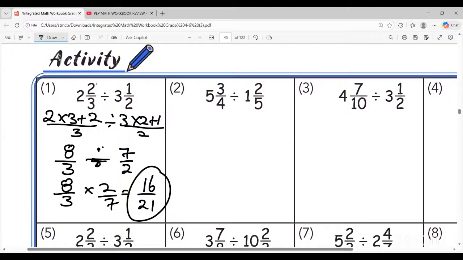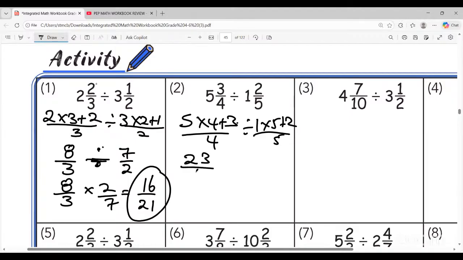All right, let's look at number 2. So we have 5 times 4 plus the 3 over 4 divided by 1 times 5 plus 2 over 5. Now 5 times 4 is 20 plus the 3, 23 over 4 divided by 1 times 5 plus 2, and that's 7 over 5. Now we do our KCF thing.